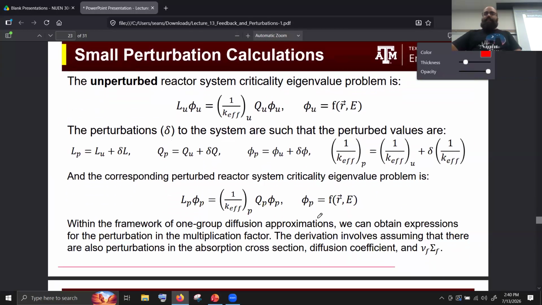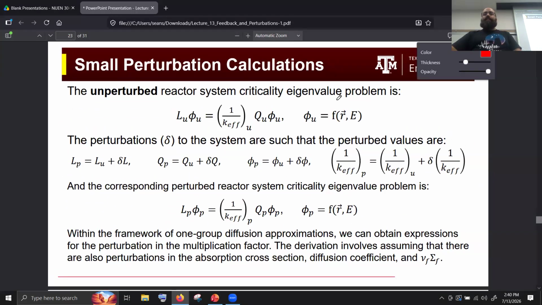So on the next slide, it outlines what our unperturbed system would look like as a criticality eigenvalue problem, where L is our loss operator, Q is our gain operator, and we're writing this as an eigenvalue problem. So we have a 1 over k in front of the gain operator, and this is the unperturbed system.